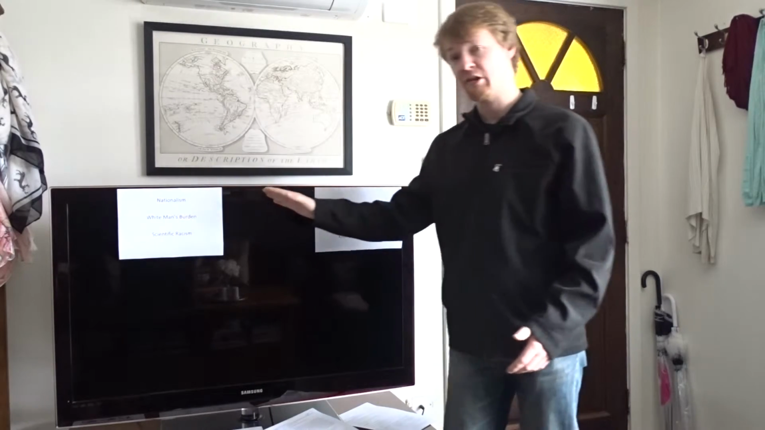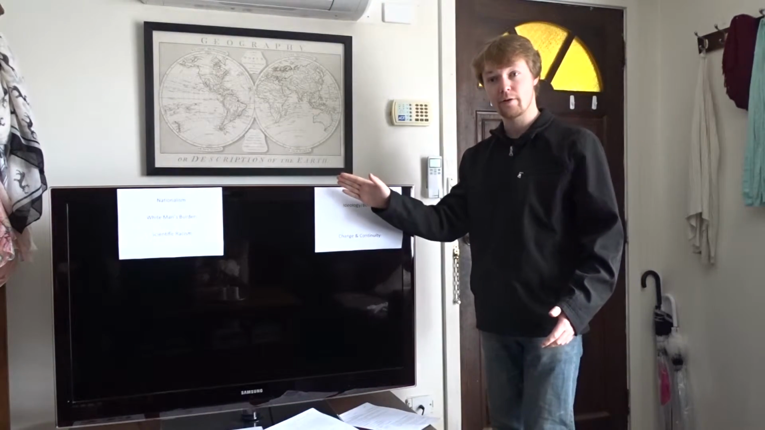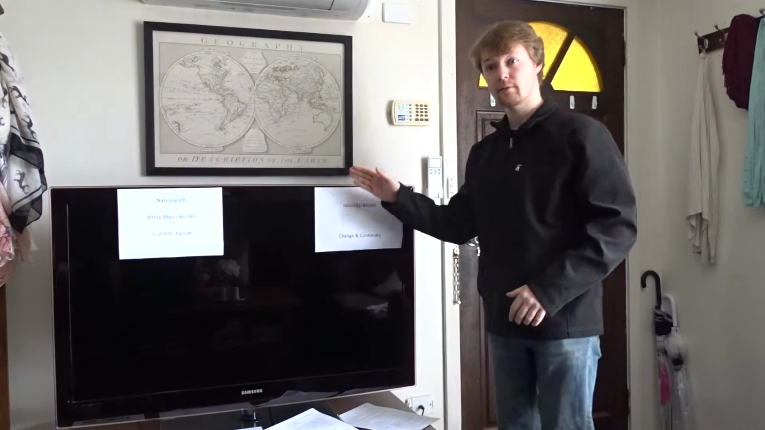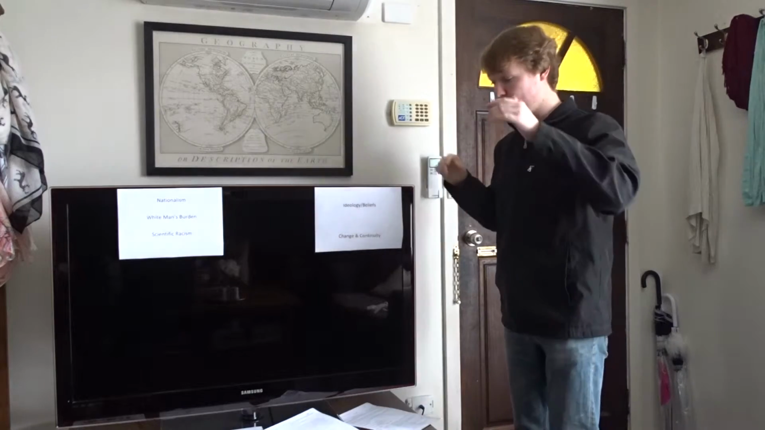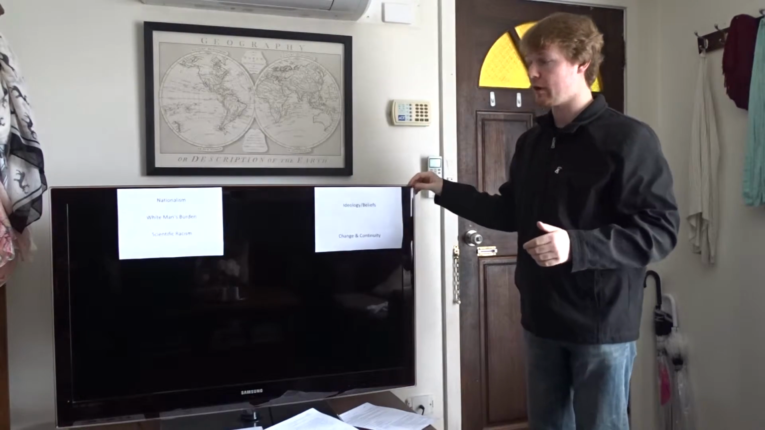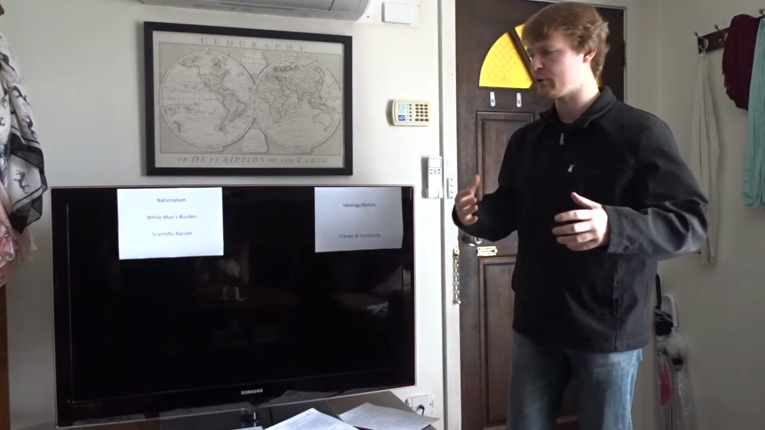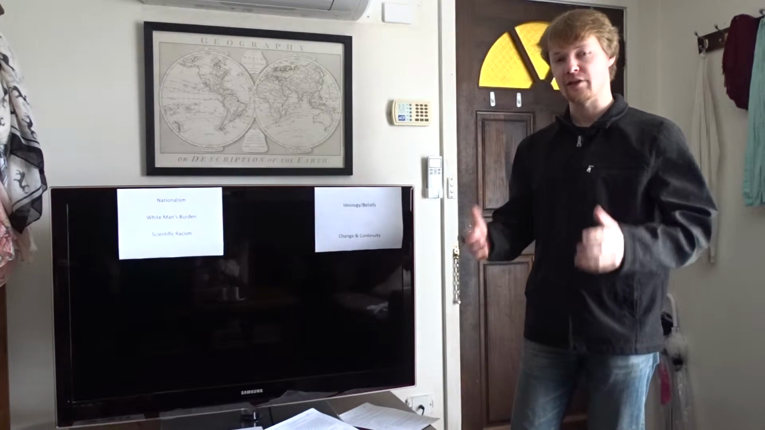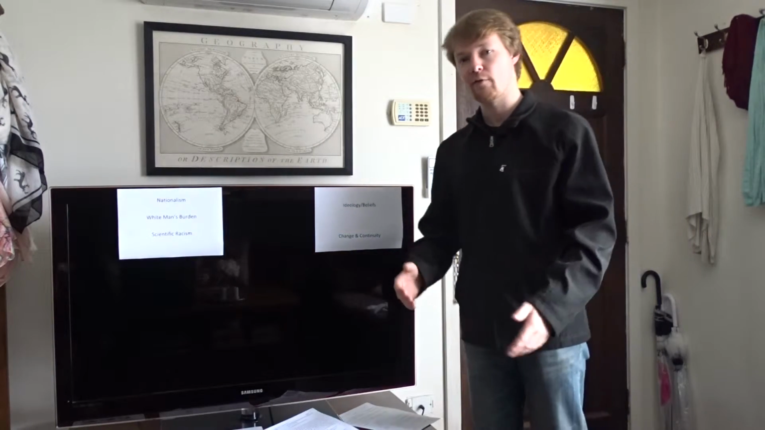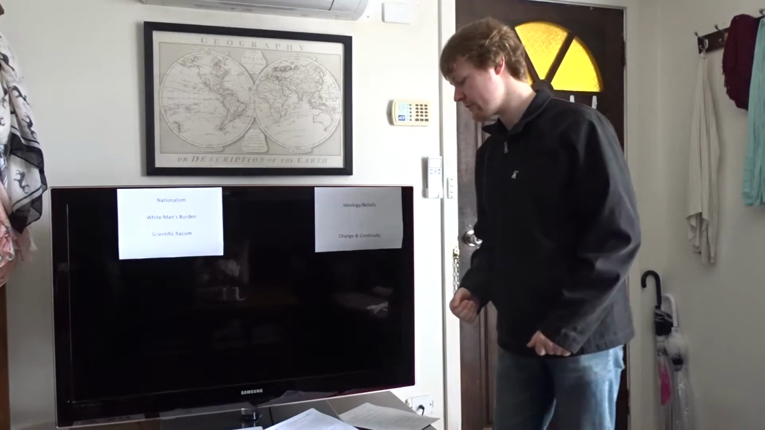Can anyone tell me what nationalism refers to? It's okay if you don't know. Yes? It's like when people really love their country and think that others aren't as good. No, that's a very good definition. It refers to an extreme version of being patriotic. Patriotic is when you love your country. To be nationalistic is when you think your country is the best, it's superior, and in many ways deserves to rule over others. And of course, we've seen that with every one of the empires.